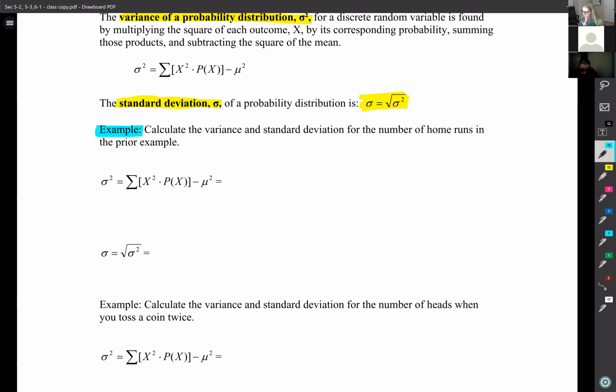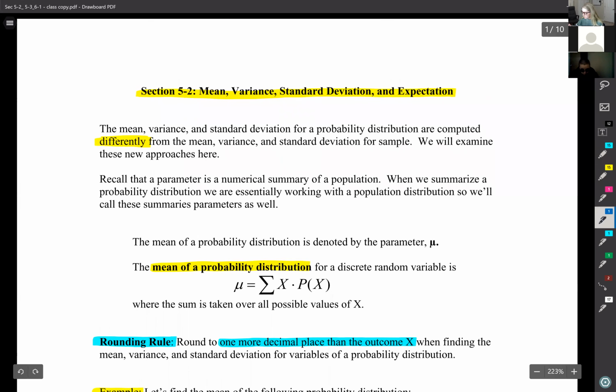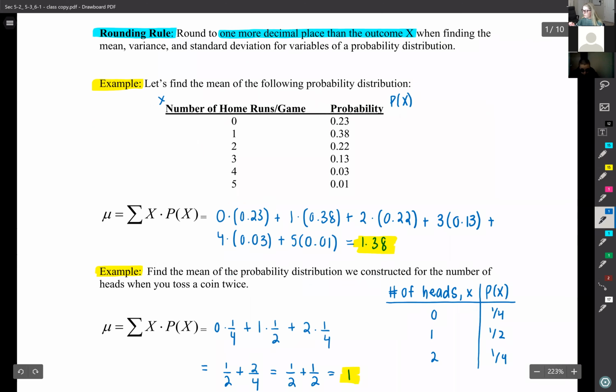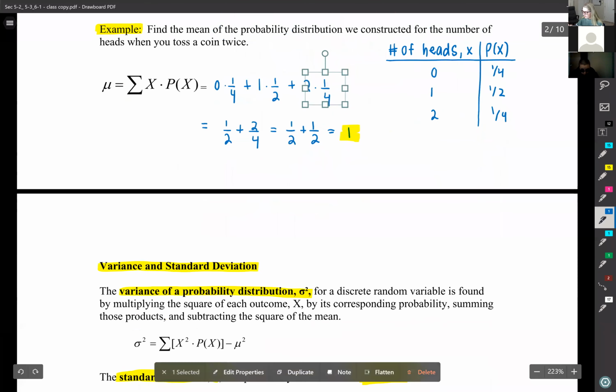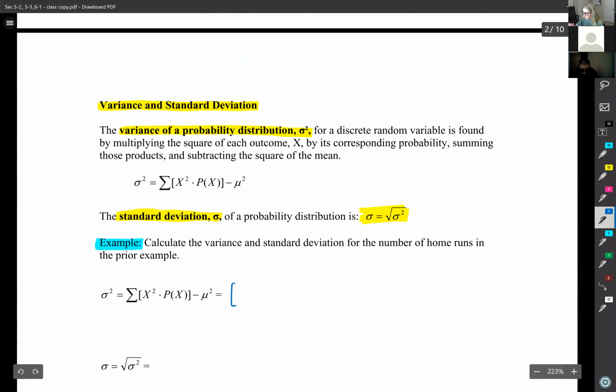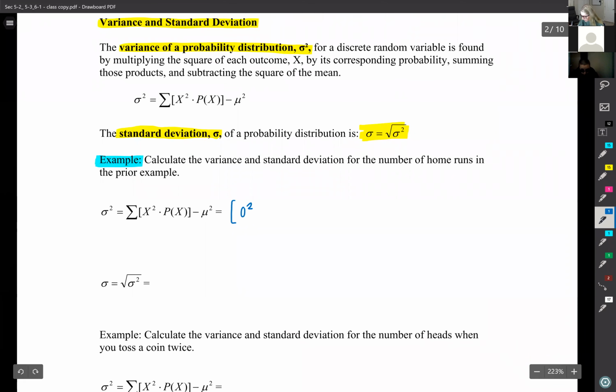Okay, so like I said, we have to take each x value and square it and multiply it by its probability. So let's do that. I'm going to just put some brackets around here. So the first one was 0 home runs and it had a probability of 0.23. So I'm going to do 0 squared times its probability of 0.23.